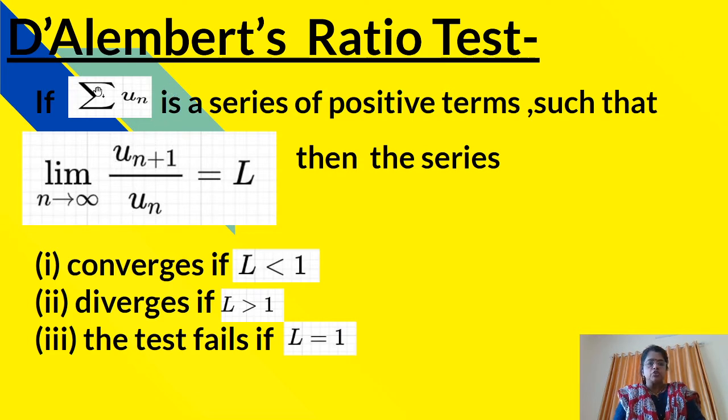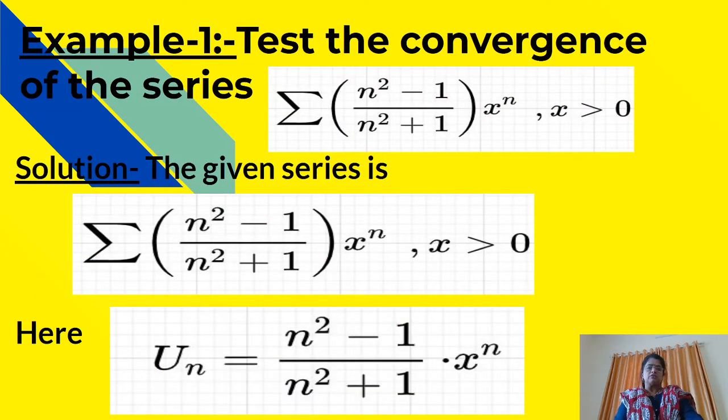If summation un is a series of positive terms such that limit n tends to infinity, un plus 1 upon un is equal to L, then the series converges if L is less than 1. The series diverges if L is greater than 1. And the test fails if L is equal to 1. Now we will see some examples on D'Alembert's ratio test.